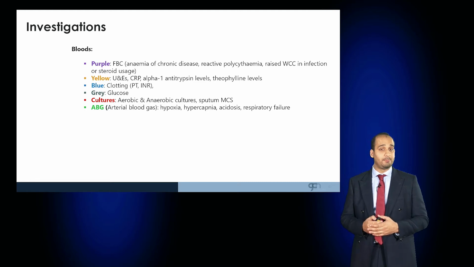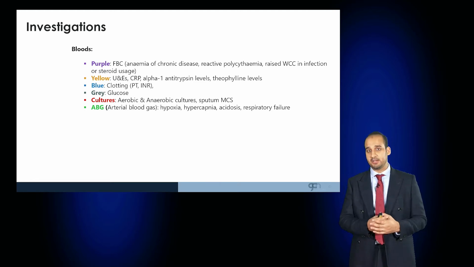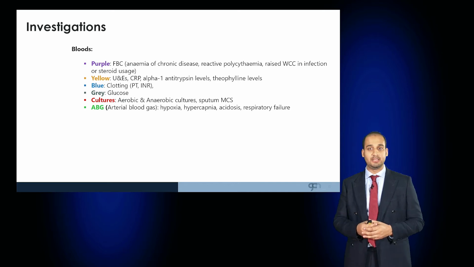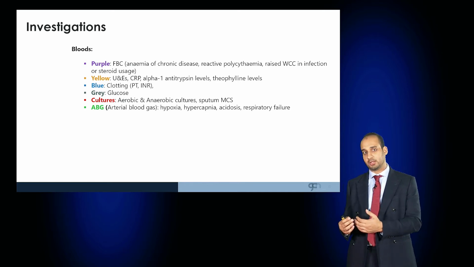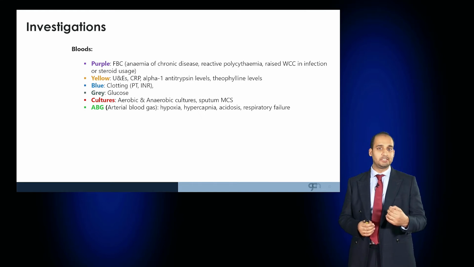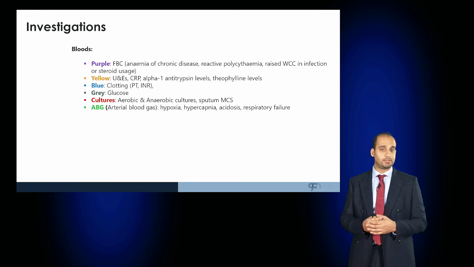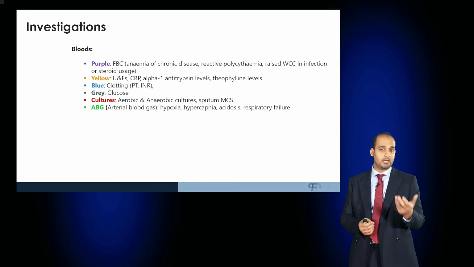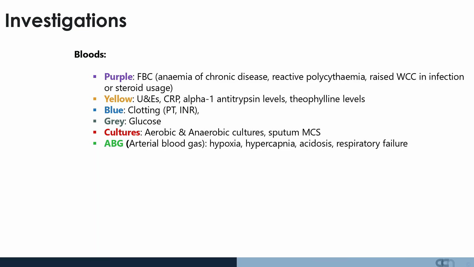Well, blood tests are very important. An FBC would allow you to determine whether there's an anemia of chronic disease or a reactive polycythemia, whether there's the presence of raised white cells, which could be as a result of infection or steroid usage, U&Es and CRP, alpha-1 antitrypsin deficiency levels, and if the patient's on drugs, drug levels would also help in the management. Blood clotting, PT and INR can be used as baseline. You can assess for whether the patient has any other conditions such as diabetes by assessing their glucose or HbA1c.